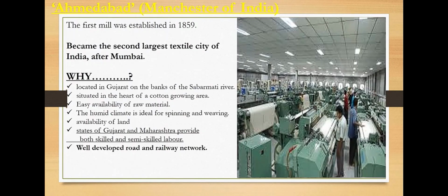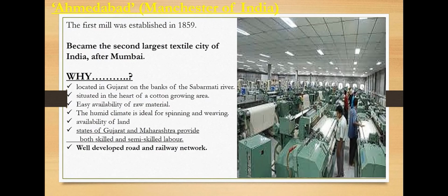In India, Ahmedabad is called the Manchester of India. The first mill was established in 1859, and it became the second largest city next to Mumbai. Why is it located in Ahmedabad? Because the Sabarmati river is near this industry, and the cotton growing area is also nearer to the industry in Ahmedabad, and raw materials like cotton we can get nearby.